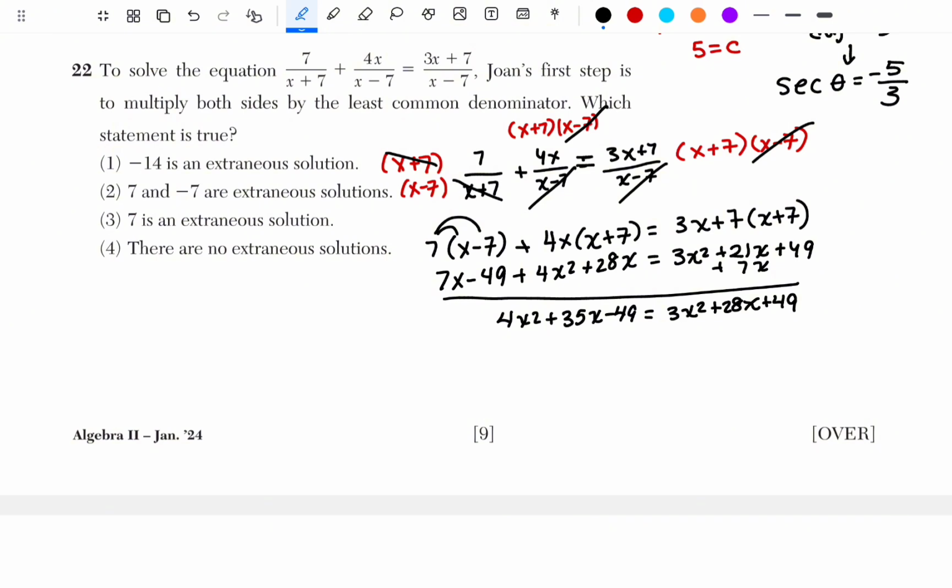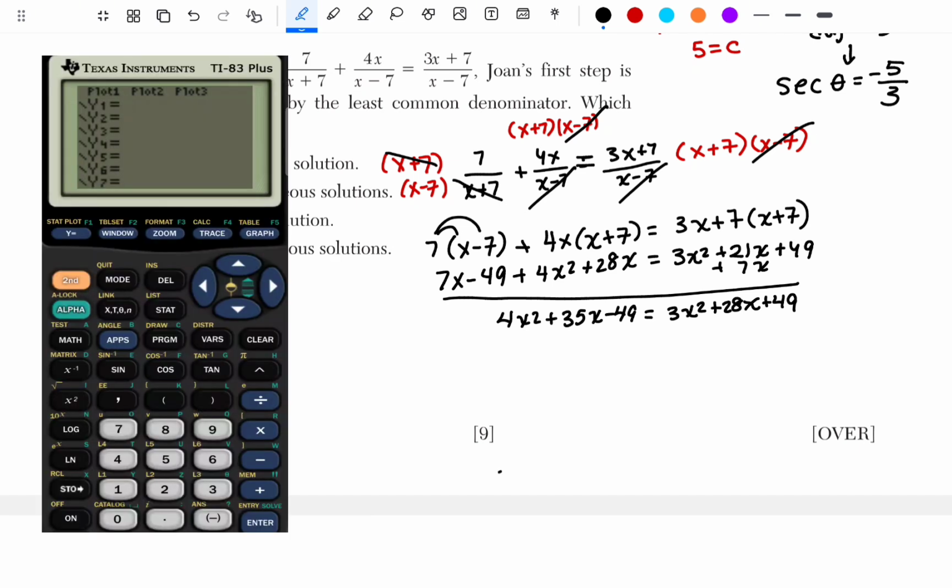So in order to do this, we're going to go into our calculators again. So we're going to go to y equals, we're going to type in the first equation. So 4x squared plus 35x minus 49 into y1. y2 is going to be 3x squared plus 28x plus 49. And graph. And so they're going to graph both equations. Then what you're going to do, you're going to go to second window. You're going to go to independent. And instead of it saying auto, you're going to change it to ask.